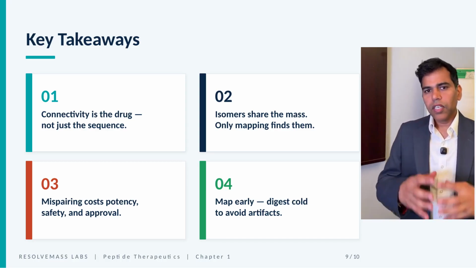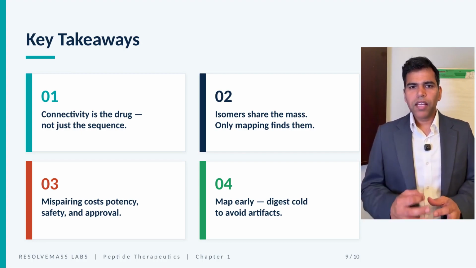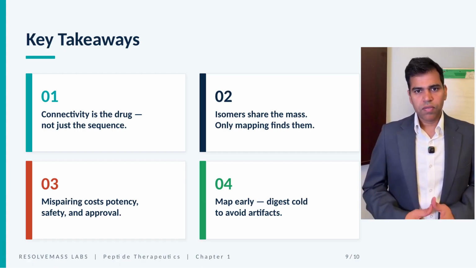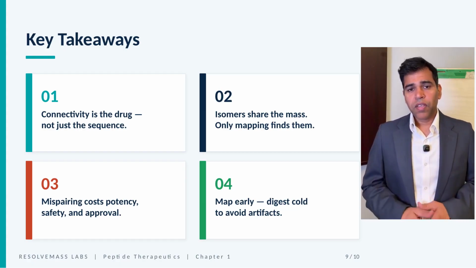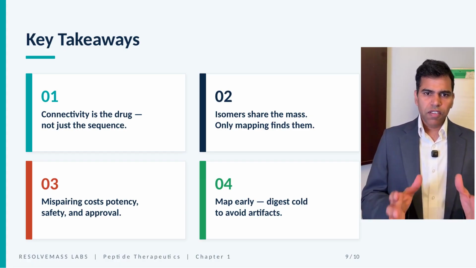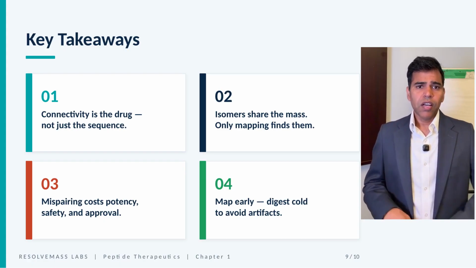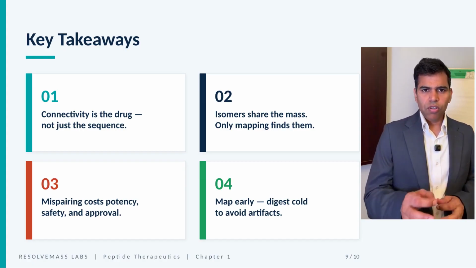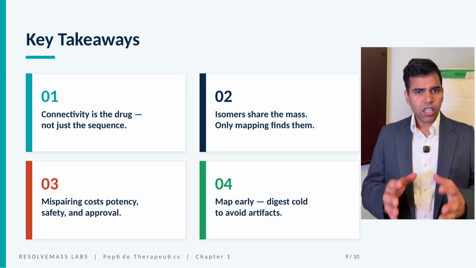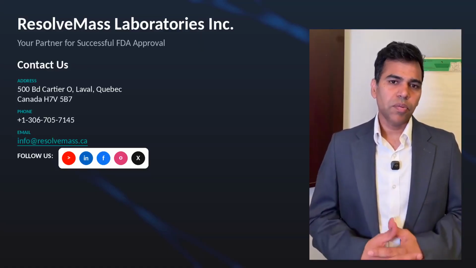So here is what to walk away with. In a peptide drug, connectivity is the medicine, not just the sequence and not just the mass. Disulfide isomers share the exact same molecular weight as the real thing, so only connectivity mapping can find them. A single mispaired bond can cost you potency, patient safety, and approval. Map those bonds early and digest cold so your own method doesn't create the problem.